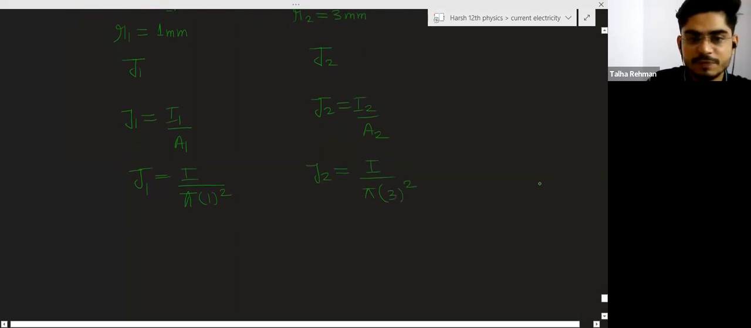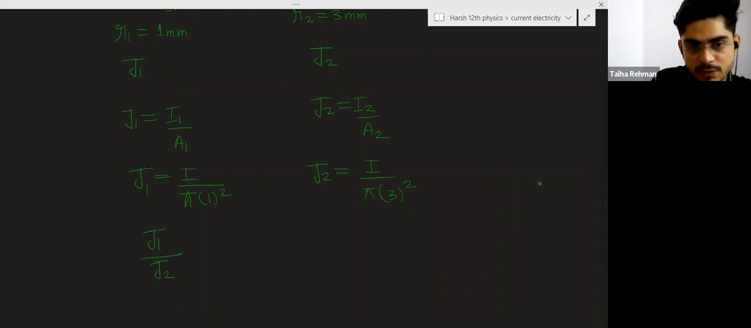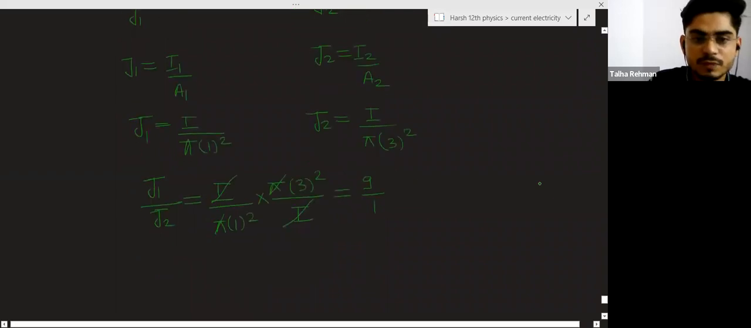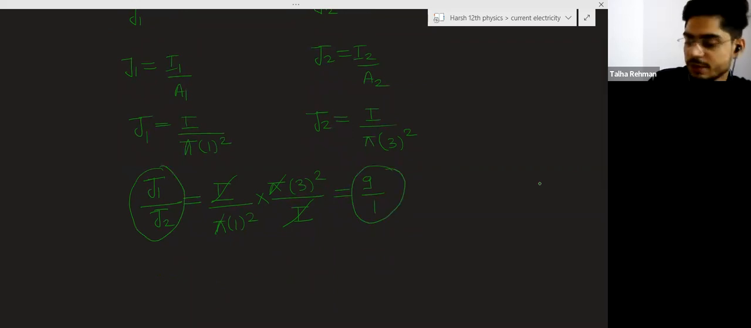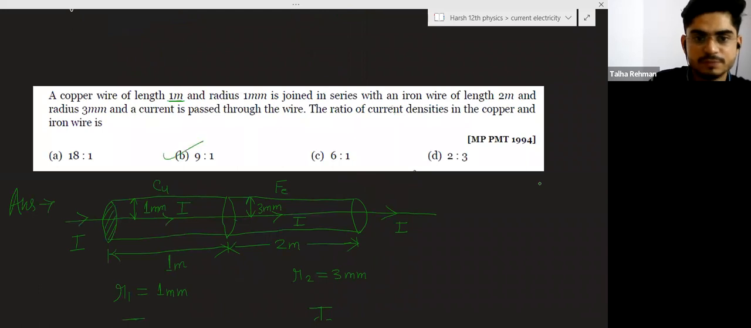Now they are asking J1 divided by J2, the ratio of J1 by J2. So you will get I divided by pi 1 square multiplied by, when you divide this, you will get this into the numerator, sorry, 3 square divided by I. This I cancels out, this pi and this pi cancel out. You will get 9:1. So the ratio of the current densities is 9:1. So the answer will be this.